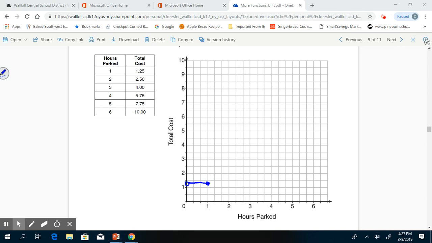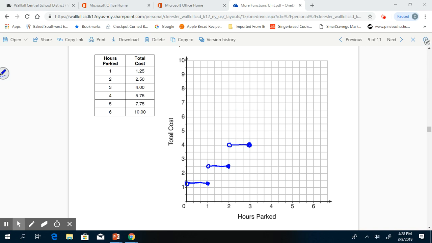Now we jump up to $2.50. Place another open circle, because at 1 hour you're charged the $1.25. But as soon as you pass 1 hour, at 1 hour and 1 second, you're going to be charged $2.50, all the way over to the 2-hour mark. Closed circle. Now we jump up to $4. Open circle at the 2-hour mark, because 2 hours doesn't cost $4, but anything over 2 hours but less than or equal to 3 hours is going to be charged $4. End with a closed circle at the 3-hour mark.